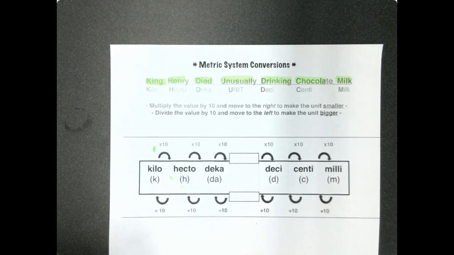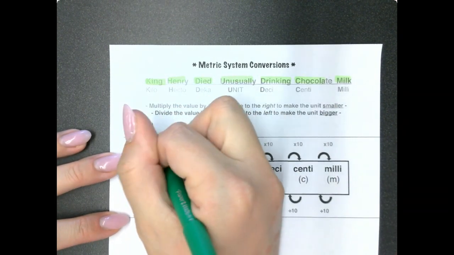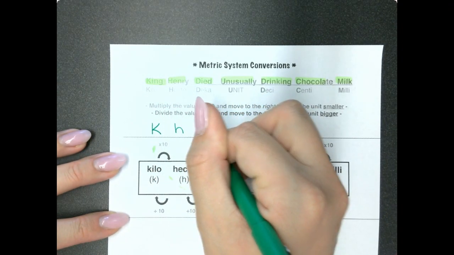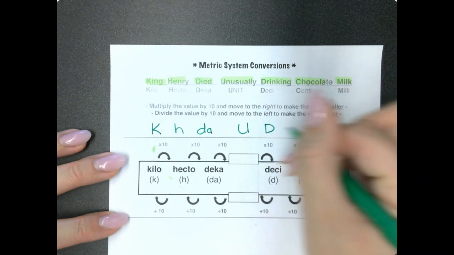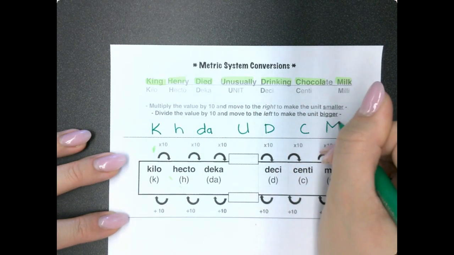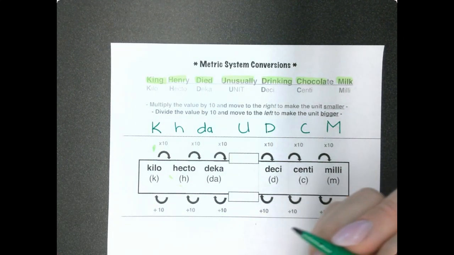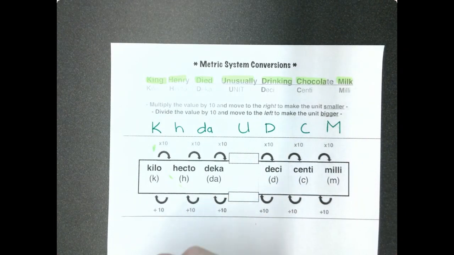That's what we remember. And how we write that is K for King, Henry died unusually drinking chocolate milk. What we do here is, they're going to say, for example, what is 5 meters converted to liters? So we would go from one and hop to the other.